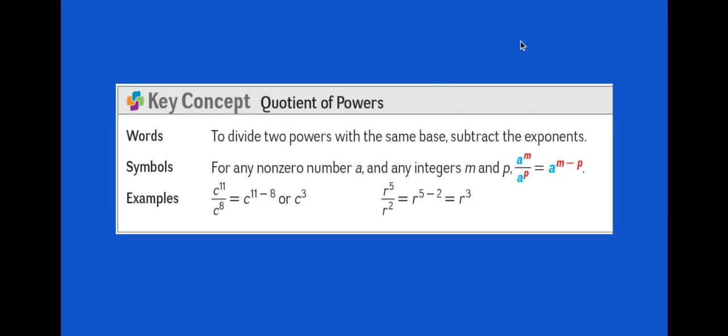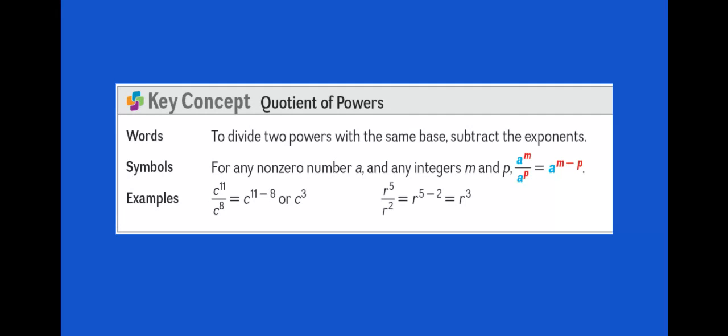So now, for the quotient of powers key concept, I have this graphic organizer, and it shows words, symbols, and examples. So let's talk about the words. Now, this is basically the basic definition for quotient of powers. To divide two numbers with the same base, subtract the exponents, which is what we have been doing and talking about in our last few examples. You can write out an expanded form, or you can just subtract the exponents. I personally think that subtracting the exponents is a little bit easier than writing it out in expanded form. So that's the quotient of powers definition in words.